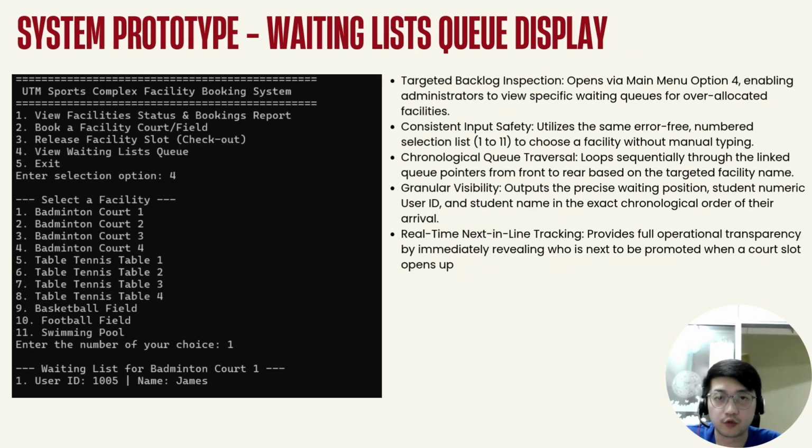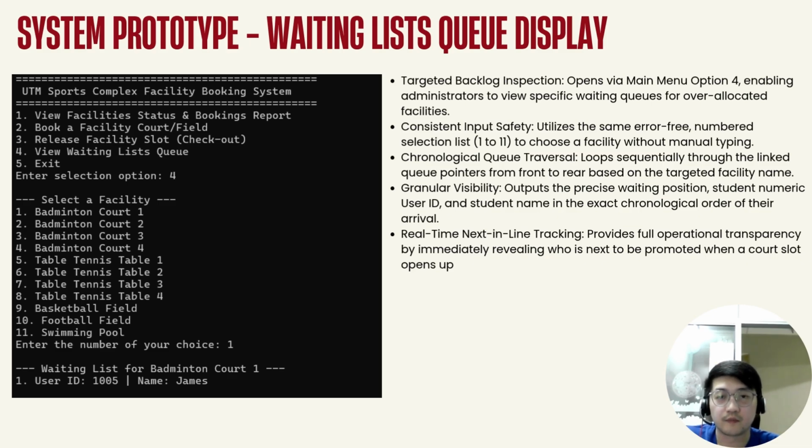Next, I would like to walk you through the waiting list queue display of our system, which is designed to give administrators complete transparency over the court slot availability. It is accessible via the main menu option 4. This module serves as a targeted backlog inspection tool. To ensure consistent input safety, it utilizes the exact same error-free number selection list from 1 to 11, completely removing the risk of manual typing mistakes when selecting the court.